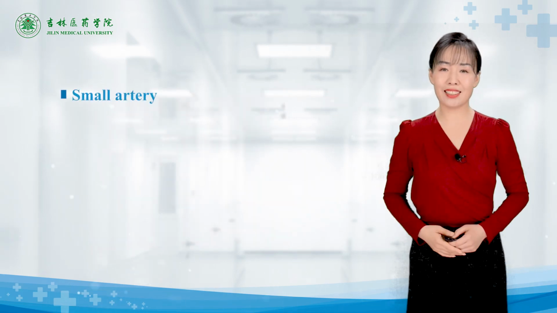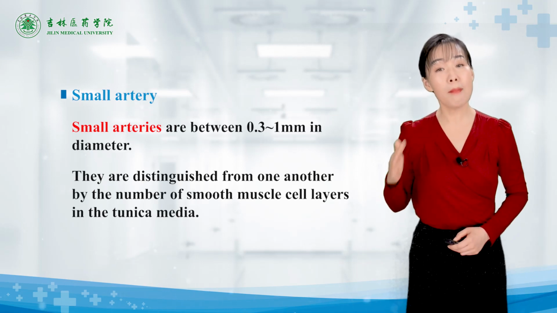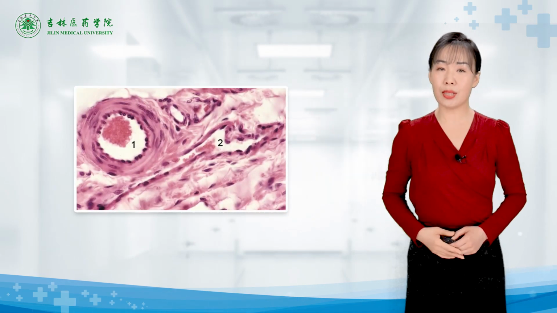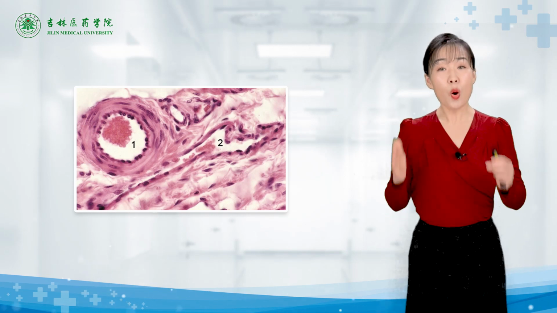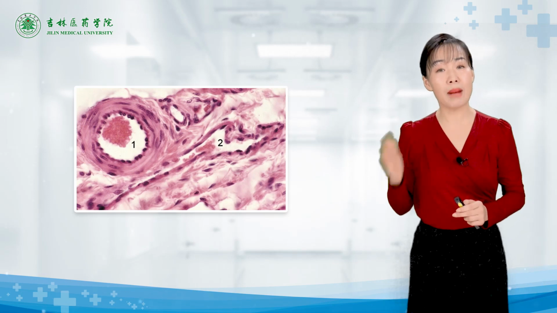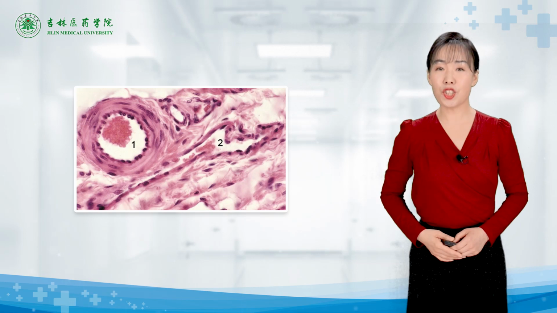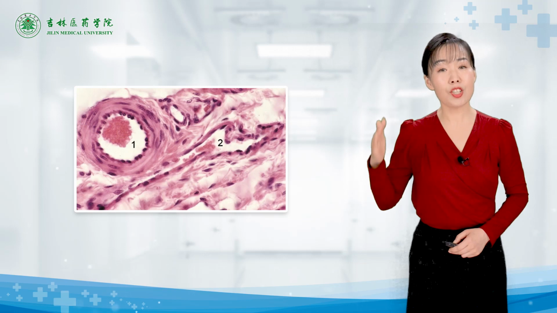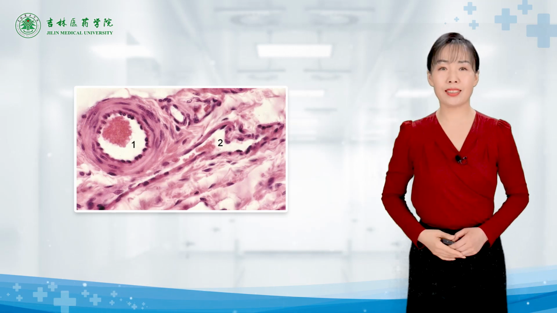Small artery. Small arteries are between 0.3 to 1 millimeters in diameter. This shows a small artery. Compared with medium-sized artery, the wall is thinner. Only several layers of smooth muscle cells are left in the tunica media. External elastic membranes are absent. Only in larger small arteries you can see the internal elastic membrane.